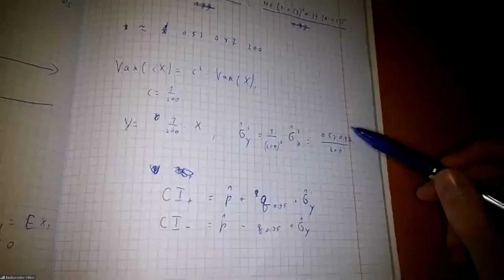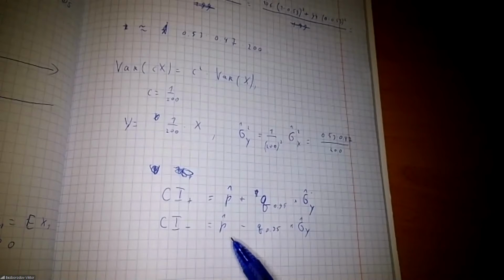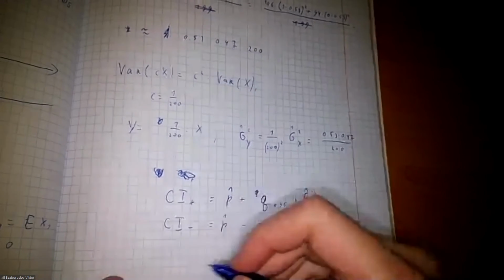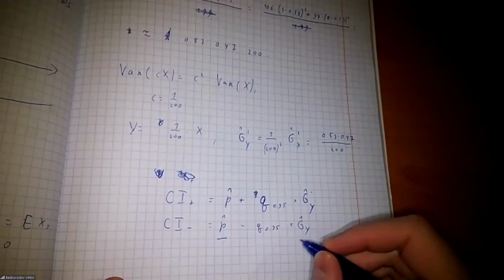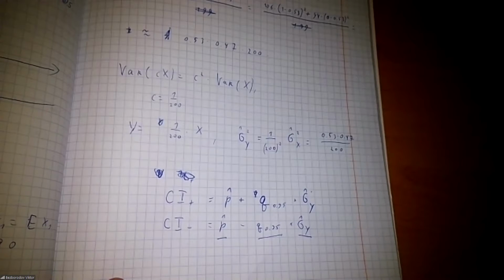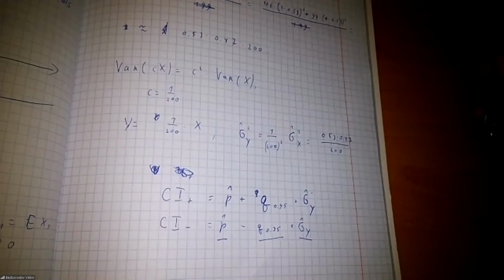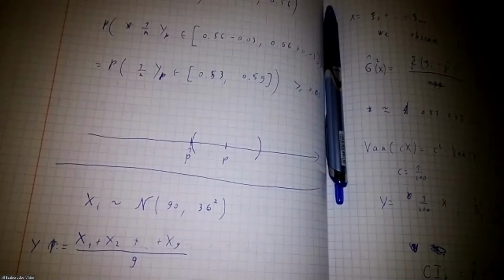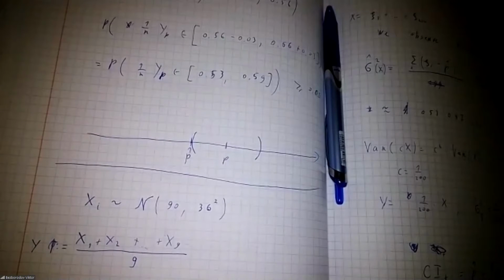Okay, and now we have this number, we also have this one, and this we can obtain from software. So now we can just compute it. Just a moment, I'm going to open everything.